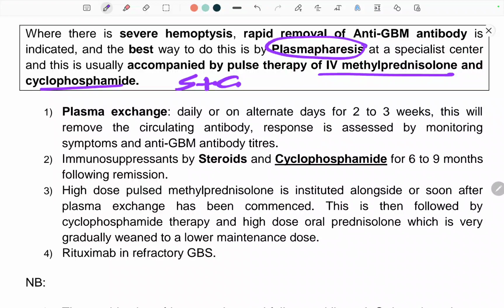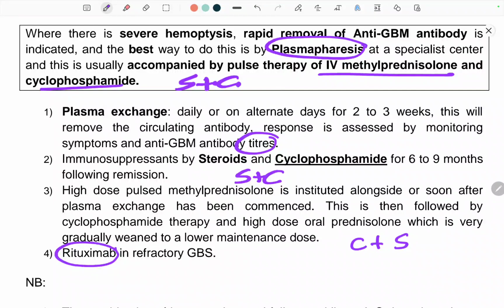Response is assessed by monitoring symptoms and anti-GBM antibody titers. Immunosuppression by steroid and cyclophosphamide for 6 to 9 months following remission. High dose pulse methylprednisolone is instituted alongside or soon after plasma exchange has been commenced. This is then followed by cyclophosphamide therapy and high dose prednisolone, which is very gradually weaned to a lower maintenance dose.